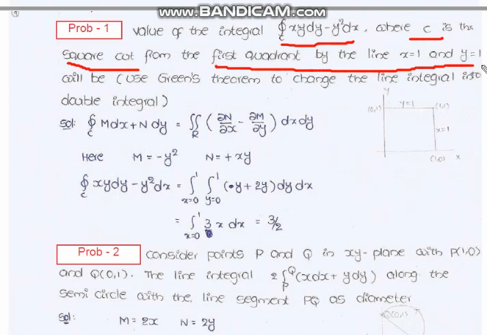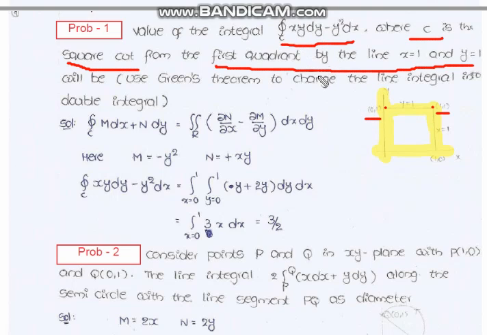So first of all I have shown it here in the figure. This is your y axis and this is your x axis, and obviously this is the line x equal to 1, and this is the line y equal to 1. So the coordinate on the x axis is 1 comma 0, the coordinate at this point is 1 comma 1, and the coordinate at this point on the y axis is 0 comma 1.